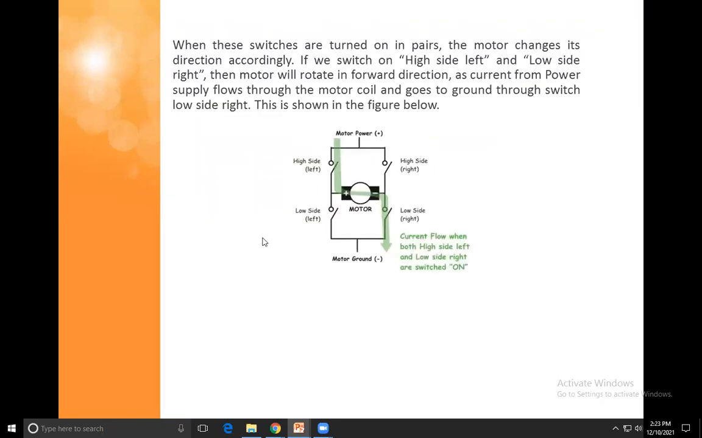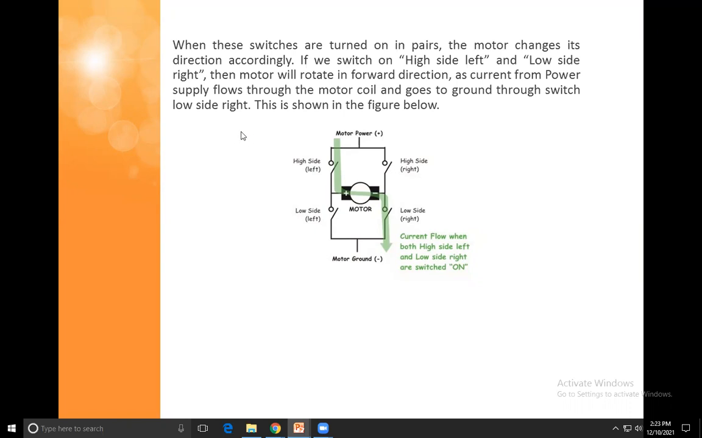Suppose these two are on, this one and this one, the same problem is created. There is no conduction of current through the motor from VCC to the ground. Due to that, your motor will stop running, meaning there is no conduction and no rotation of the motor. If the lower side left and lower side right are on, there is no conduction through the motor.